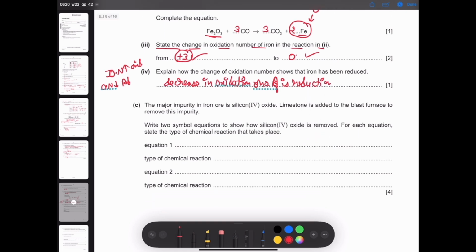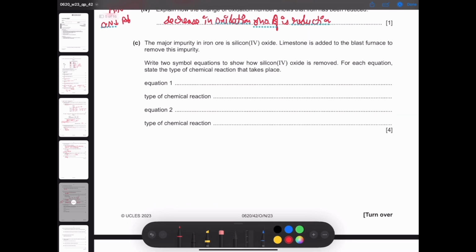That's it. Now, major impurity in iron ore is silicon 4 oxide. Limestone is added to the blast furnace to remove this impurity. Write two symbol equations to show that silicon 4 oxide is removed. How it is removed? For each equation, state the type. So you have to tell the equation as well as what type of chemical reaction it is.